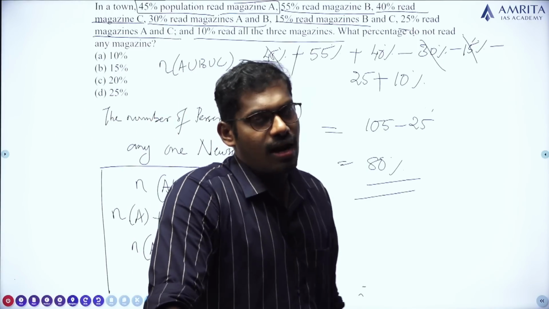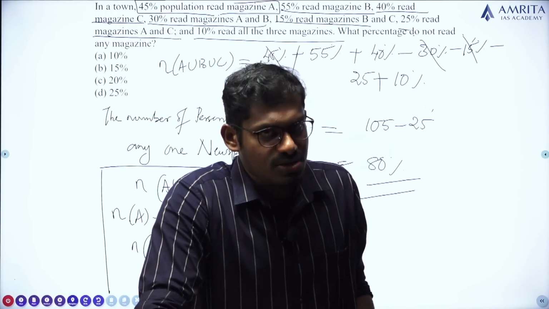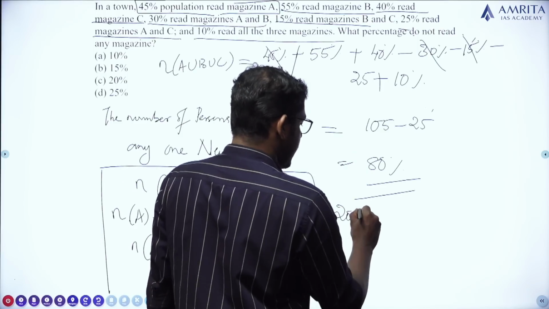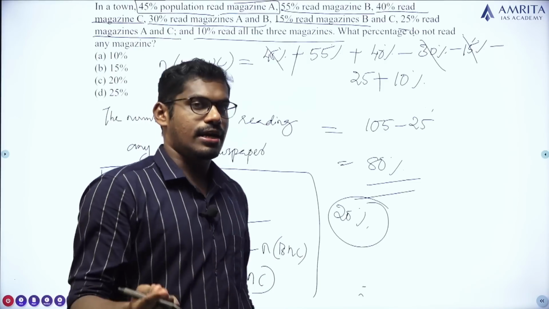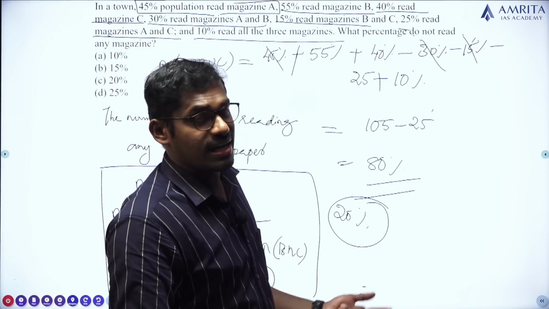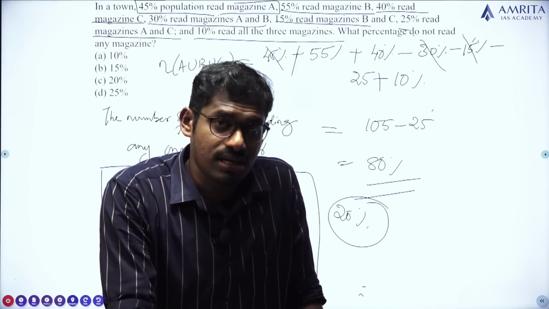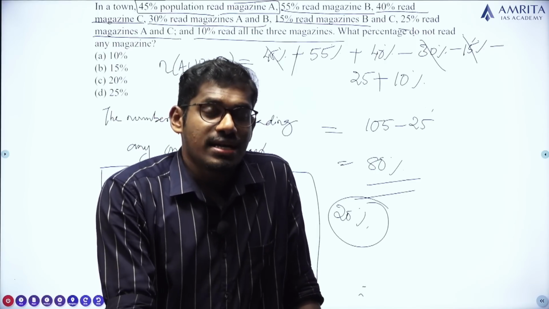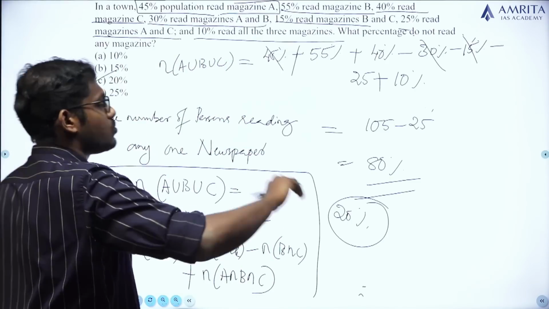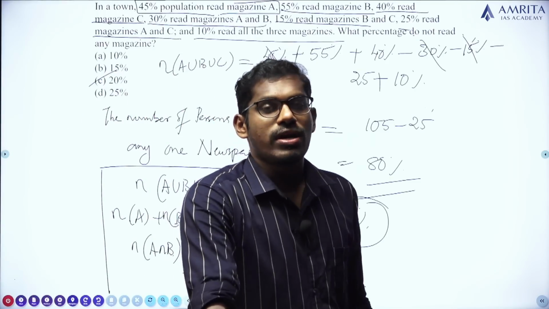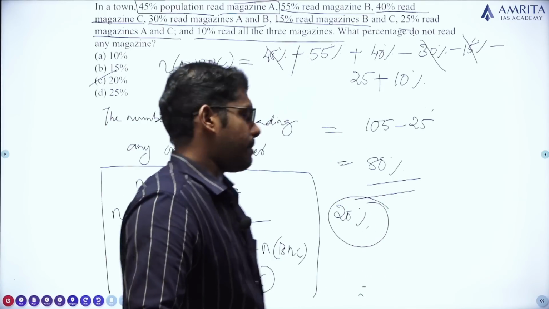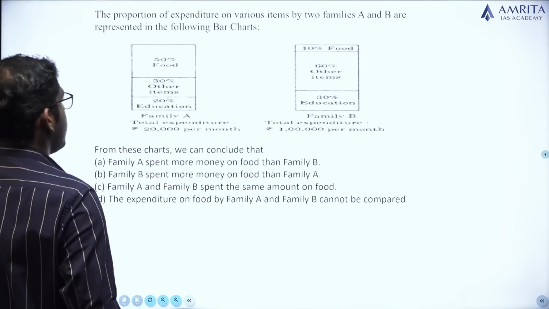80% implies that if there are 100 members, 80 members are reading at least one newspaper, which means the remaining 20 members do not read any newspaper. So in terms of percentage, 20% of people don't read any of the newspapers. So the answer for this question is option C, 20%. Clear? Okay. Next question.